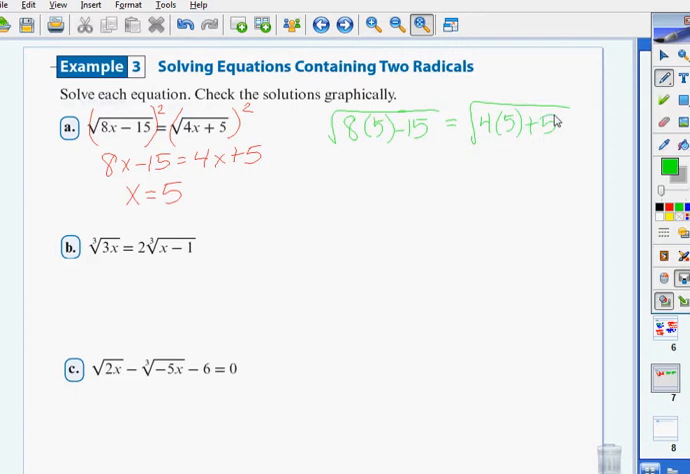Does it work? 8 times 5 is 40 minus 15 is going to be 25, so that's 5, right? And here we get, yeah, so 5 equals 5, true statement, okay? So that's good. Let's go to this one.